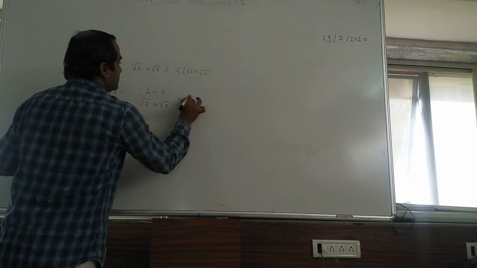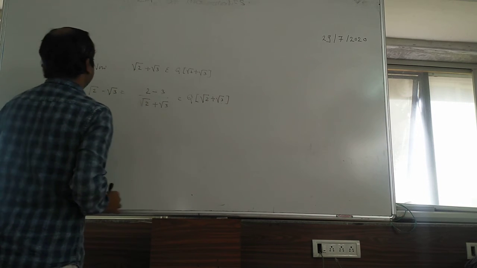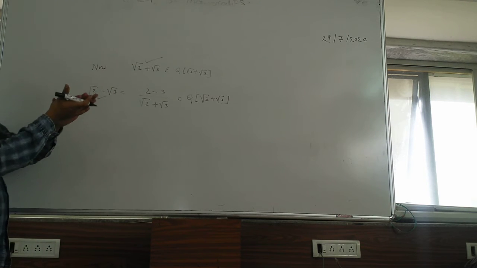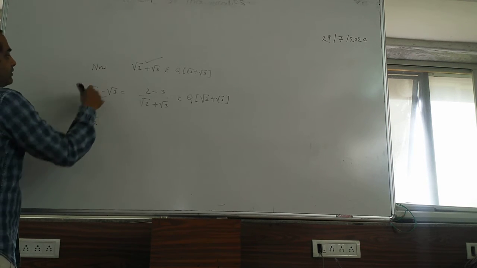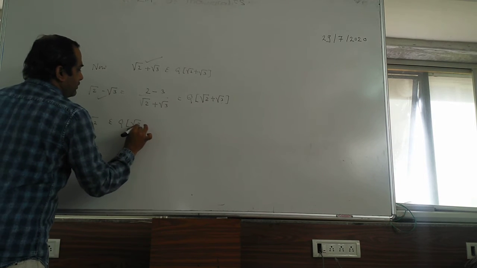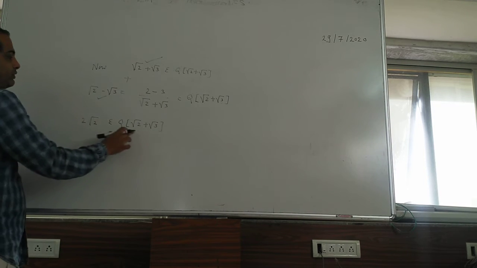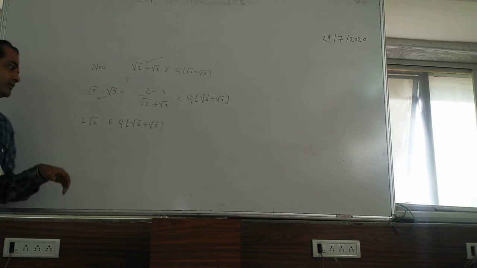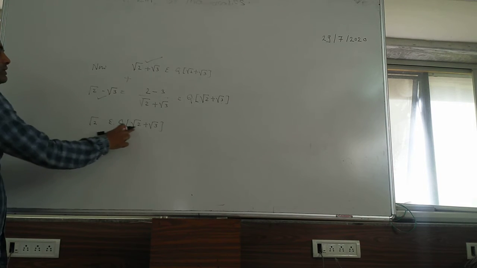So root 2 minus root 3 belongs to Q of root 2 plus root 3, and root 2 plus root 3 is already there. Just take the addition. What is the answer? 2 root 2. So 2 root 2 is in Q of root 2 plus root 3. 2 is a rational number, so multiply by 1 upon 2. So 1 upon 2 into 2 root 2 is in this. So root 2 is in this.